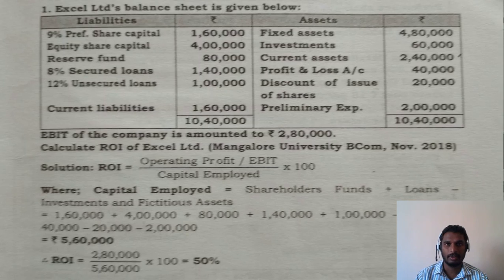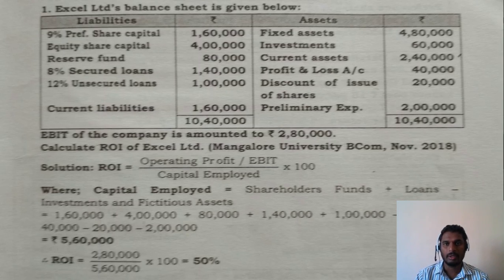On the asset side, we have got fixed assets 4,80,000, investments 60,000, current assets 2,40,000, profit and loss account 40,000, discount on issue of shares 20,000, preliminary expenses 2 lakh. So the total of the balance sheet is 10,40,000. EBIT of the company amounts to rupees 2,80,000. Calculate the return on investment of Excel Limited. This is one of last year's question paper questions.